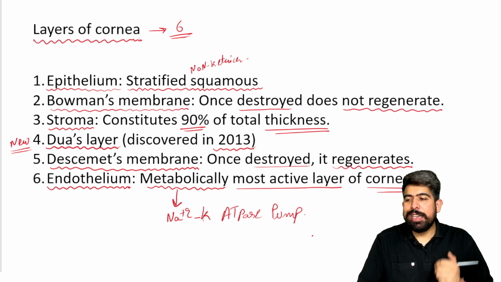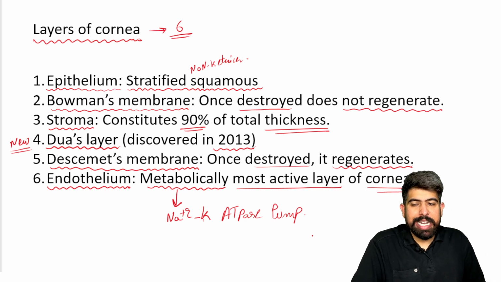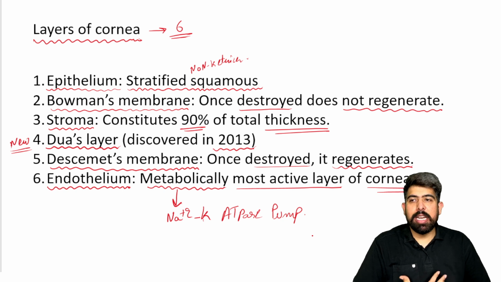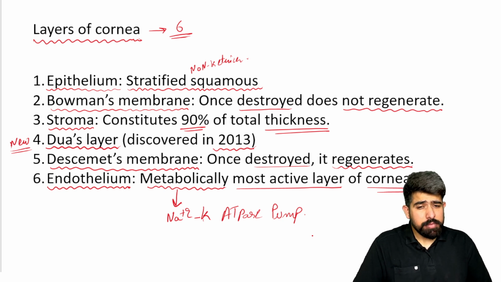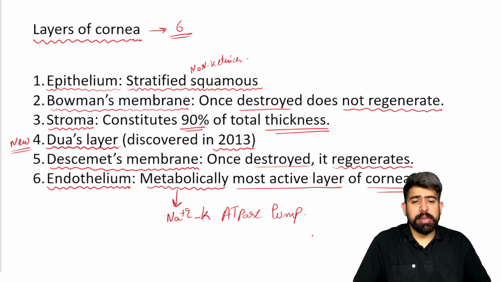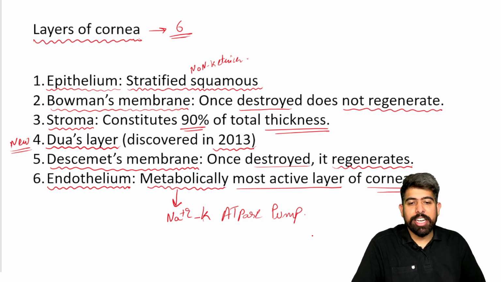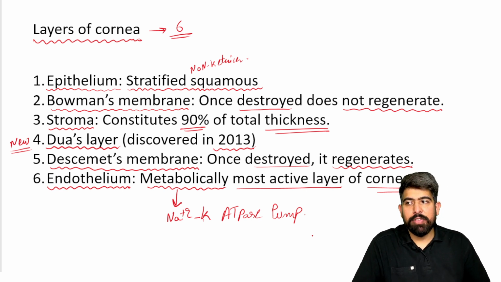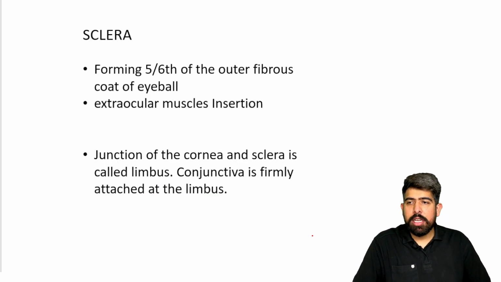What is this having? It is having the sodium potassium ATPase pump, right? This pump is only doing the transferring of all the nourishment to your corneal layers, making the hydration of your cornea, or the supply of nourishment to the cornea, through this layer only, right? So this is about the layers of the cornea.